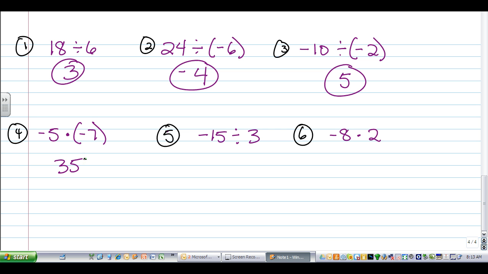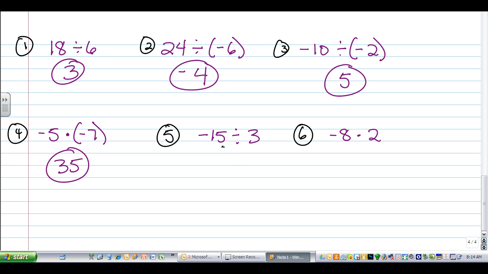Is it going to be positive or negative? Same sign, positive. Or 1, 2 negatives. That's an even number, positive. All right, let's come over here.